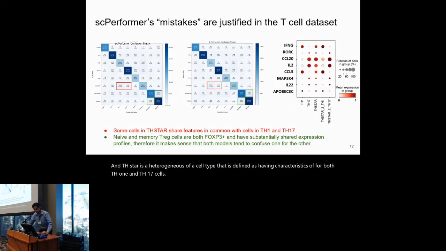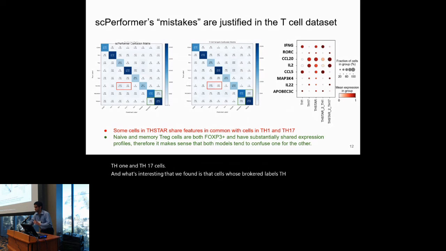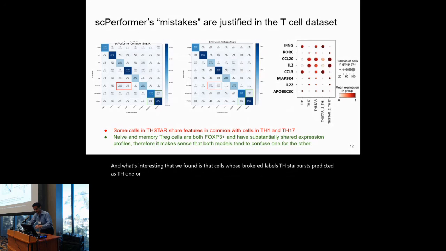And what's interesting that we found is that cells whose ground truth label is TH star but were predicted as TH1 or TH17 tend to be transcriptionally similar to TH1 and TH17 cells respectively. And that's what the figure on the right is showing across 8 marker genes. And so the idea here is that even though scPerformer is incorrectly labeling these cells, they could indeed be TH1 or TH17 cells, and that scPerformer is indeed performing the correct classification.